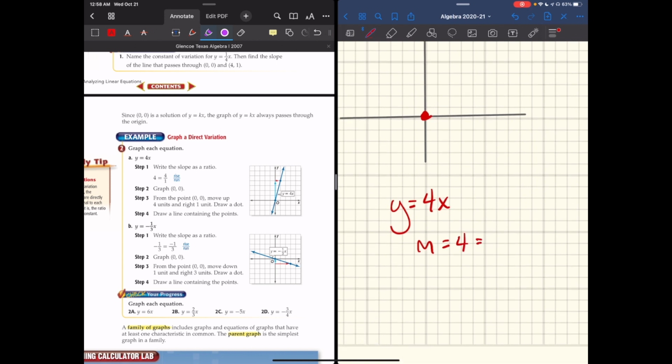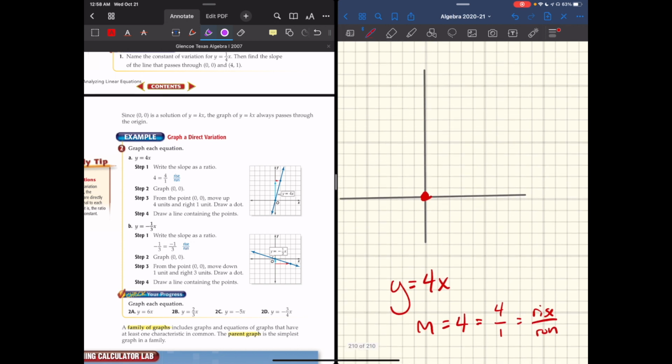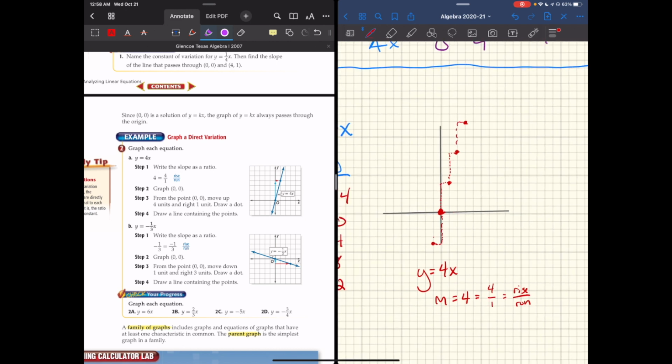But as we discussed yesterday, it's best to understand that as a ratio because then that lets us do rise over run. And so this line is going to rise 4 and then move to the right once. Rise 4, move to the right once. Rise 4, move to the right once. You might notice we could also go down and backwards to the left once.